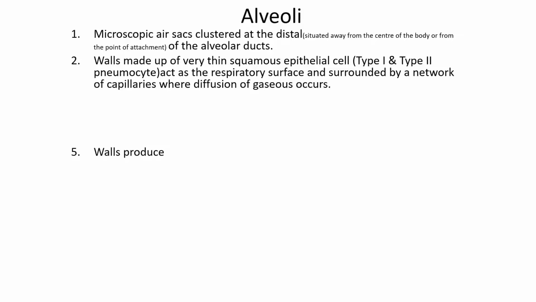These thin squamous epithelial cells are known as type 1 pneumocytes and type 2 pneumocytes, which act as the respiratory surface and are surrounded by a network of capillaries where diffusion of gases occurs. Let me rephrase that. The walls of the alveoli act as a respiratory surface where diffusion of gases occurs.